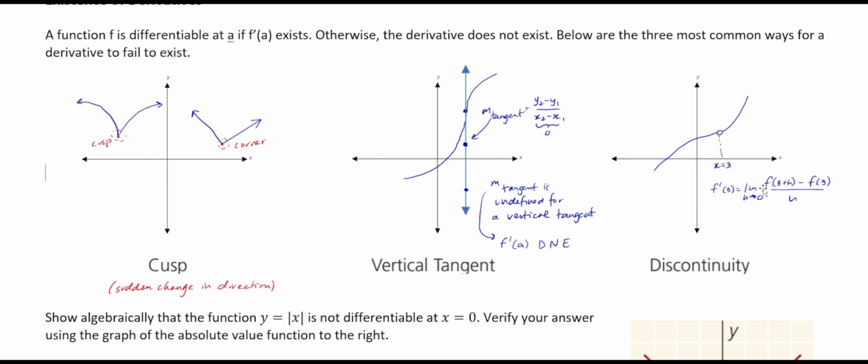Here is my definition of the derivative. So the derivative at 3 is equal to the limit as h approaches 0 of f at 3 plus h minus f at 3 all over h.